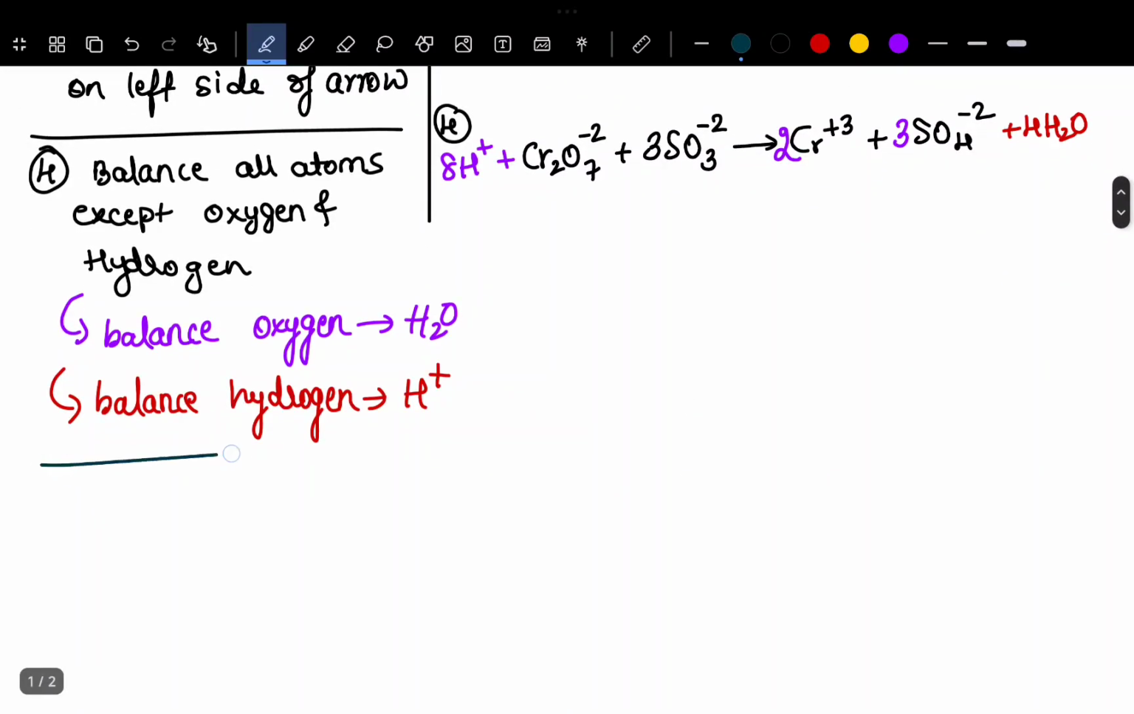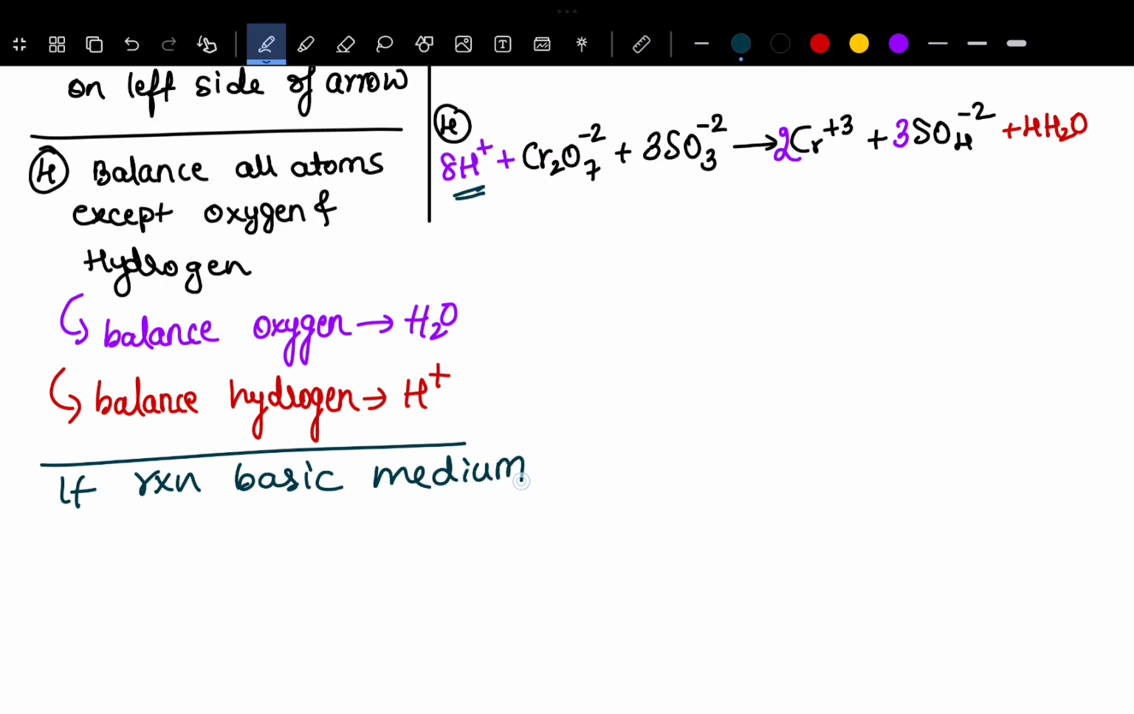In the final step, what we need to do? We just need to count number of H plus first. So if you see in this reaction, total number of H plus is 8. Alright. So in the final stage, what you will do? If it is given in basic medium. Okay. So this is only applicable if reaction or balancing should be done in basic medium. Okay. If basic medium is given, then what you do? First count number of H plus.